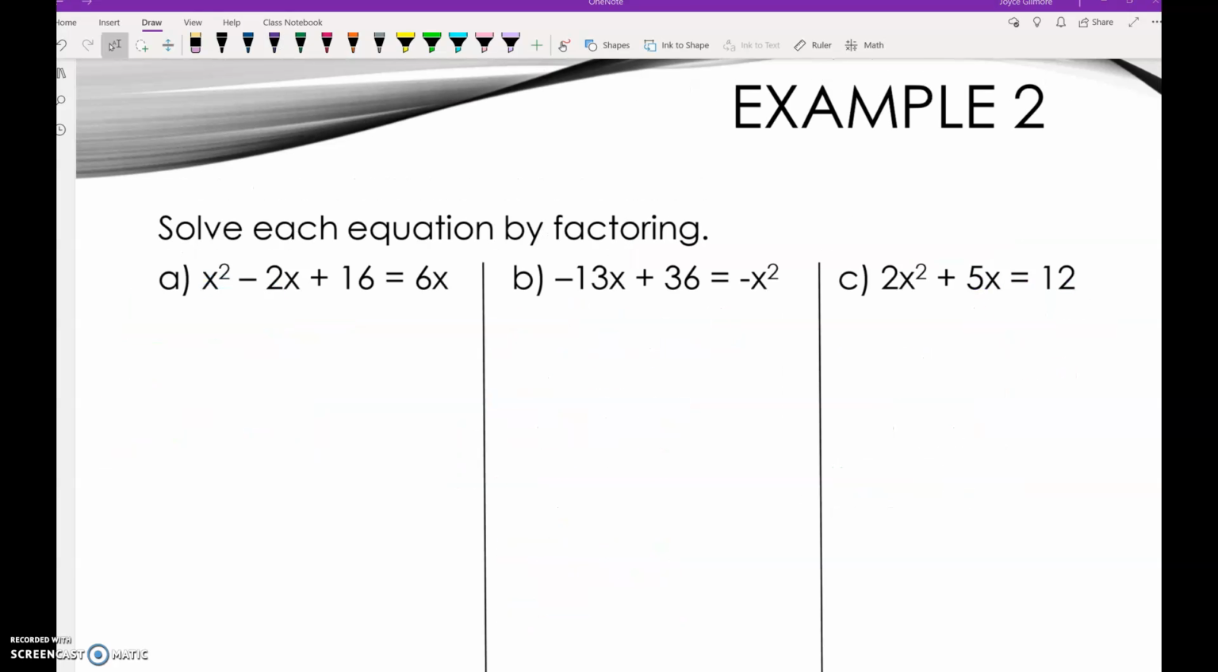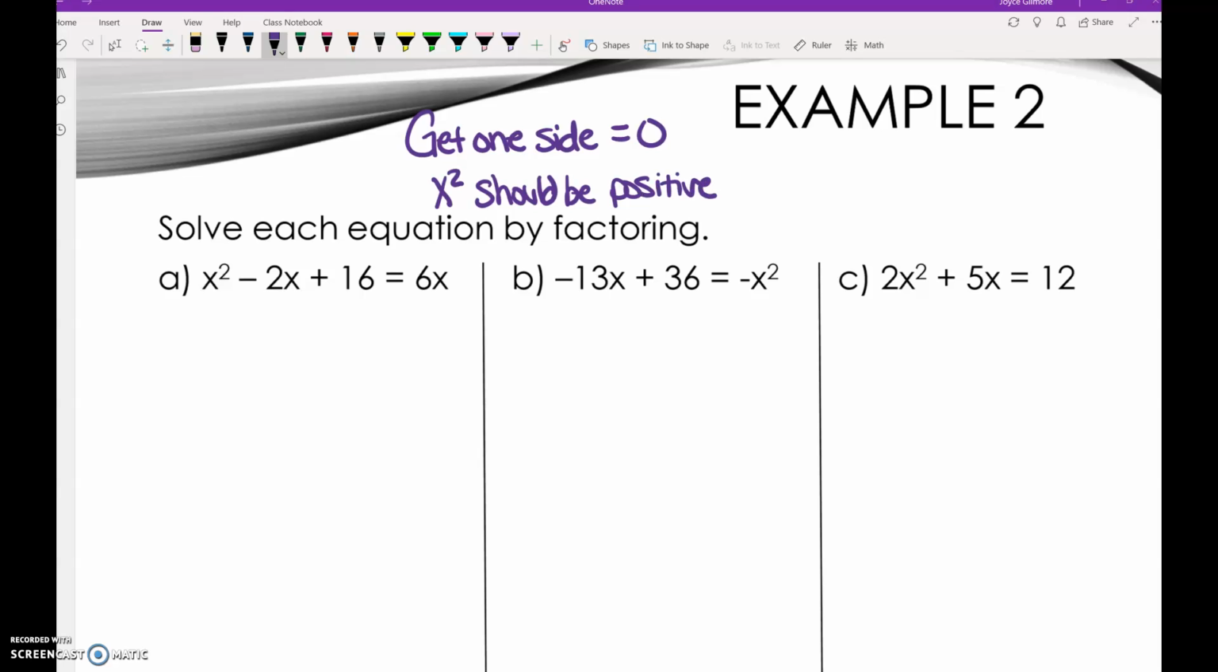If you don't have 0 on one side, you need to get one side to equal 0. It can be 0 equals stuff or stuff equals 0. The other thing that you need to be aware of is that you really want your x squared term to be positive. Factoring when you have a negative in front is more complicated, so you want x squared to be positive.